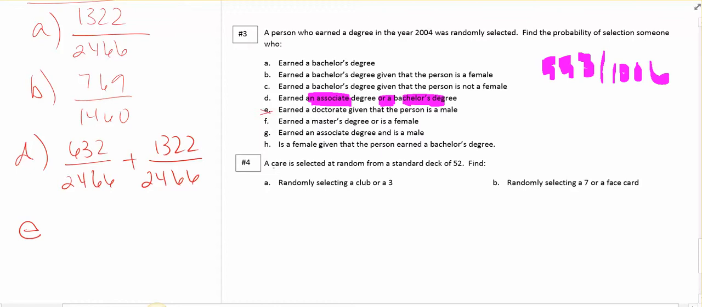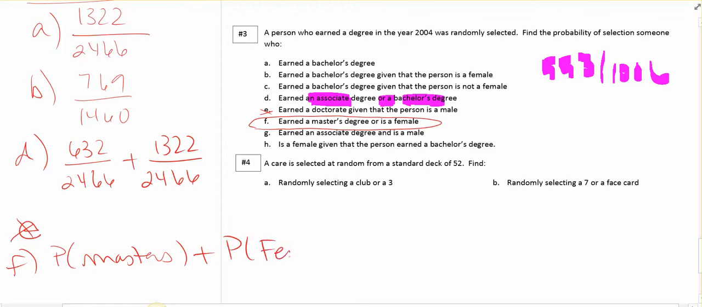We've done something similar to E, but let's look at this one. So I'm going to go to F. F says the probability that it's a master's or a female. So to be or, you do this. The probability that it's a master's plus the probability that you're a female minus the probability that you're both. Now there's not always a both. So like in part D, associates and bachelors, there wasn't a both. So that would have been a minus 0.